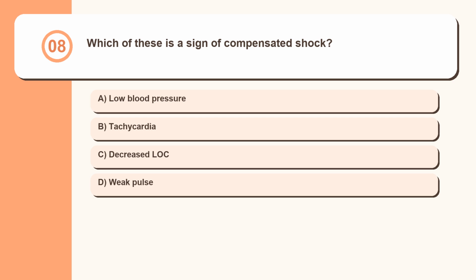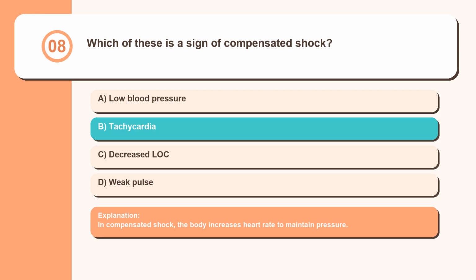Question 8. Which of these is a sign of compensated shock? Low blood pressure, tachycardia, decreased LOC, weak pulse. In compensated shock, the body increases heart rate to maintain pressure.